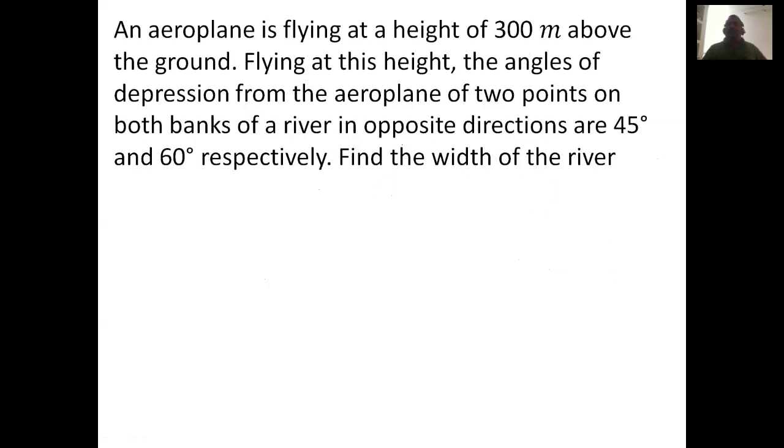Now, the aeroplane is flying at a height of 300 meter above the ground. Flying at the height, the angle of depression from the aeroplane of the 2 points, both on the banks of the river in opposite direction, is 45 degree and 60 degrees respectively. Find the width of the river. So, first of all, we have to understand there is a river. We don't have to draw this river like a three-dimensional picture, so it becomes very difficult for us to observe these things.